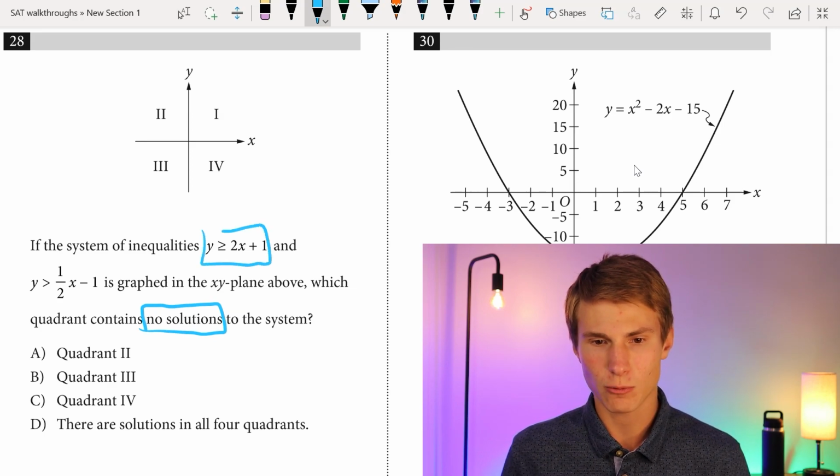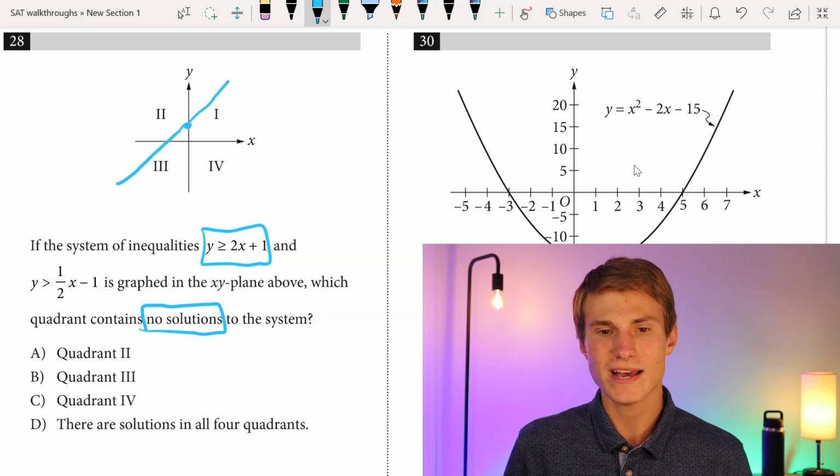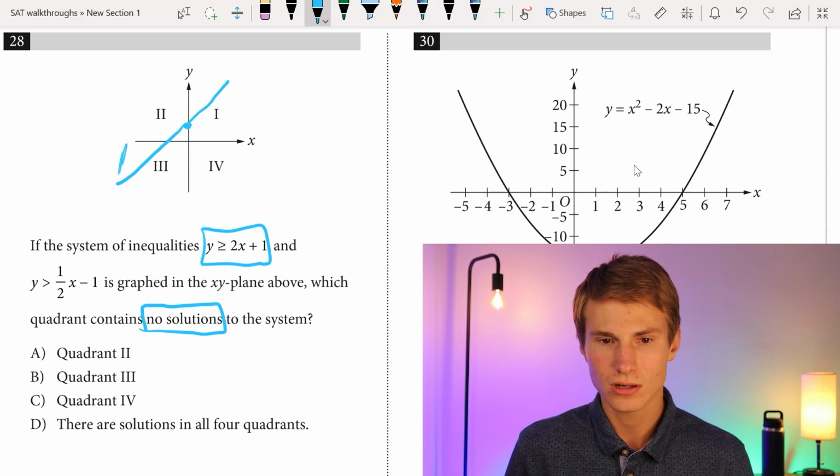Well, if we take a look at y is greater than or equal to 2x plus 1, if we were to graph that, we see that our plus 1 would be our y-intercept. Okay, and it's going to have a positive slope of 2x. Now since y has to be greater than or equal to 2x plus 1, we would shade in all of this.